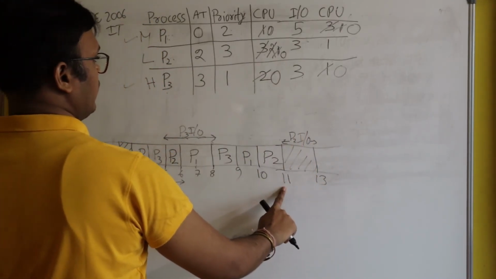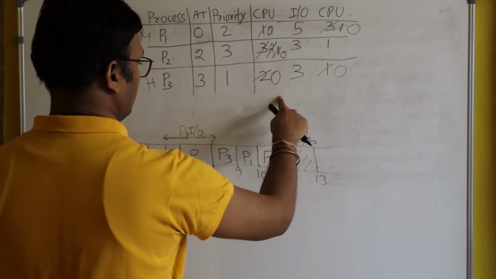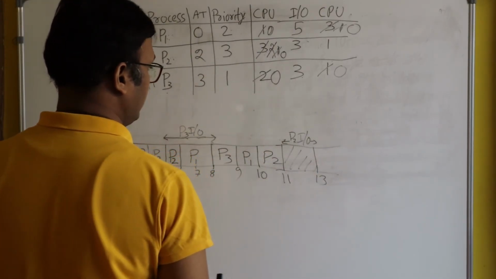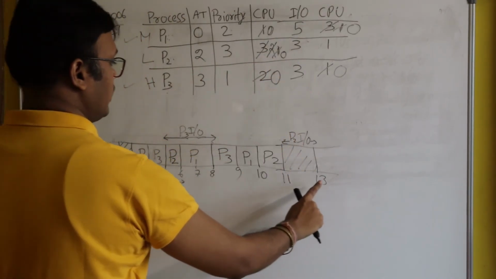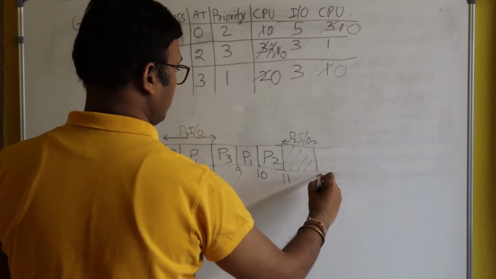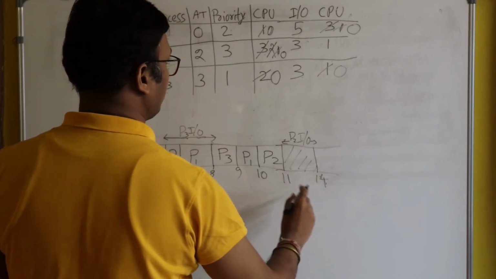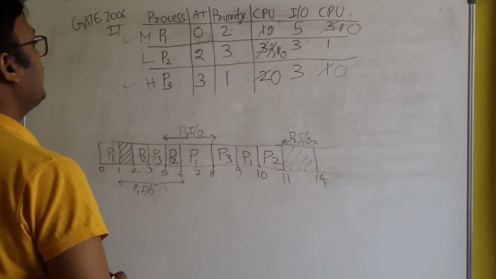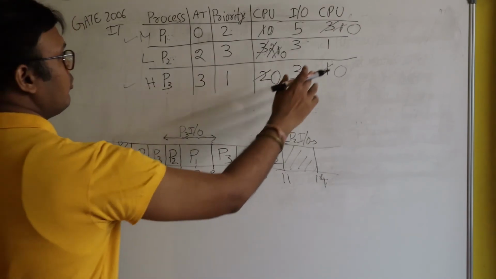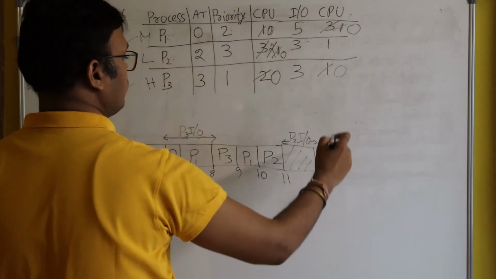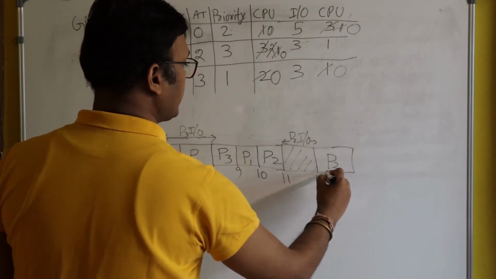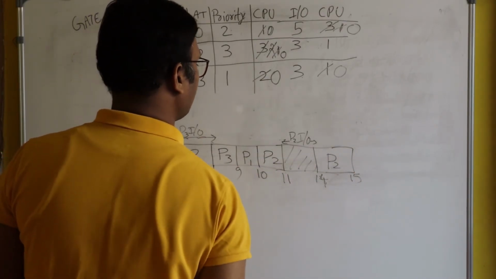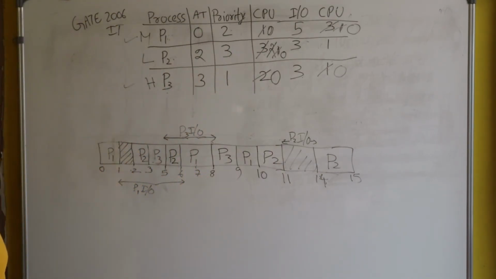So from 11 to 14, I think. Process P2's IO is 3 seconds, so 11 to 14. After that, only 1 second is left for P2 for its last CPU burst. So again P2 will be given the CPU and P2 will run for 1 second. So this is the Gantt chart.